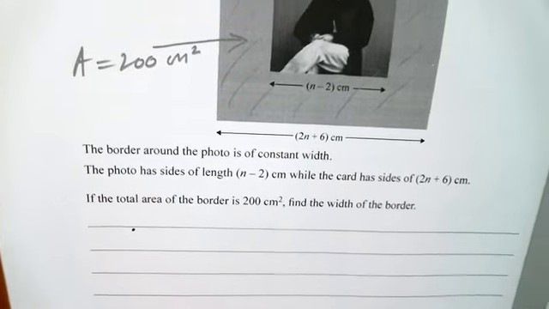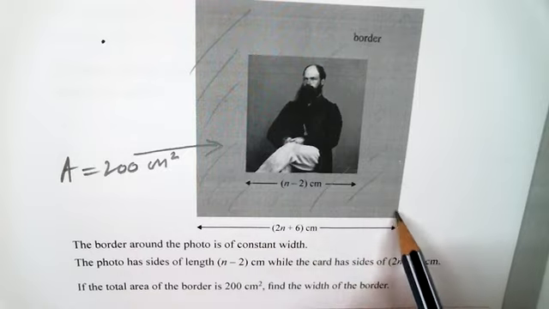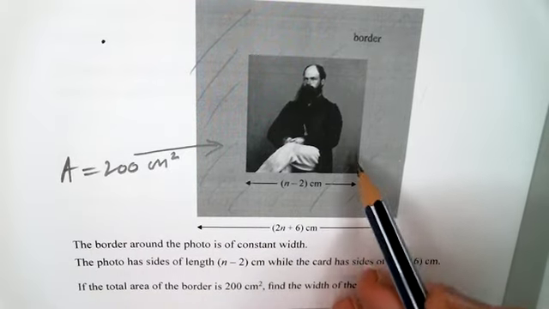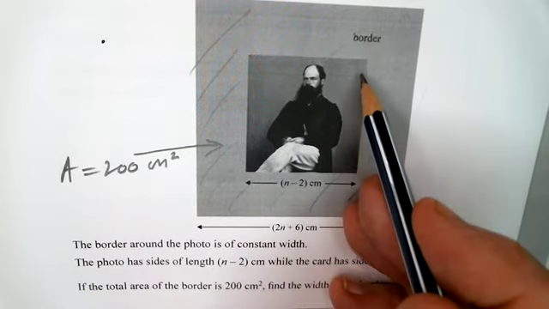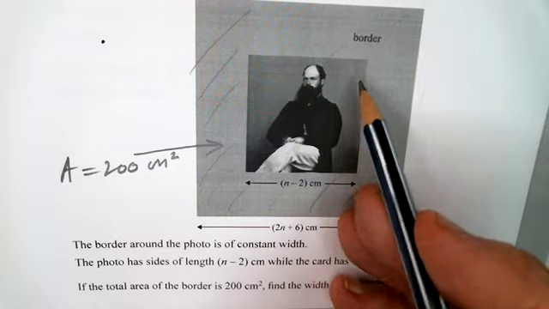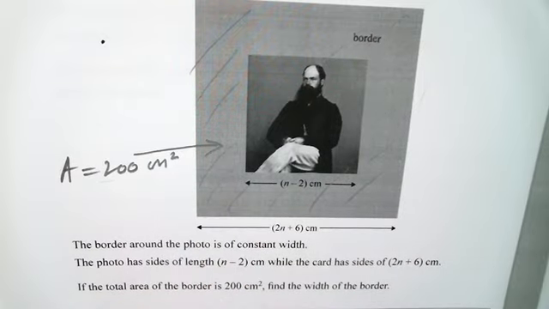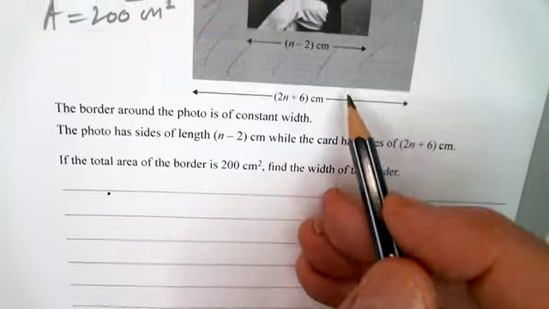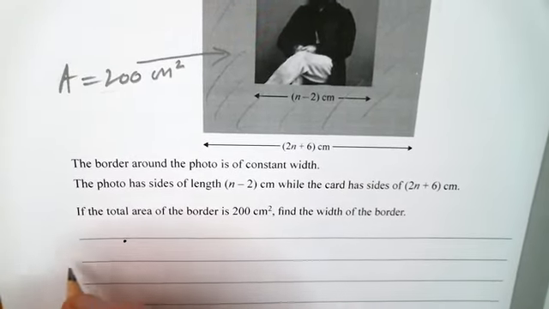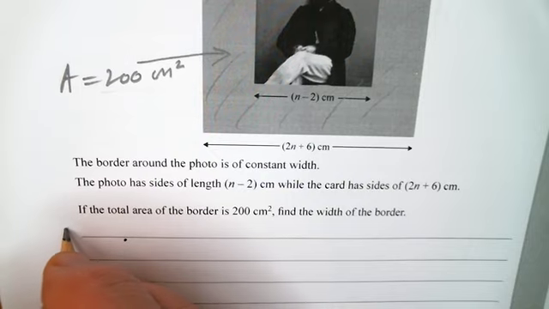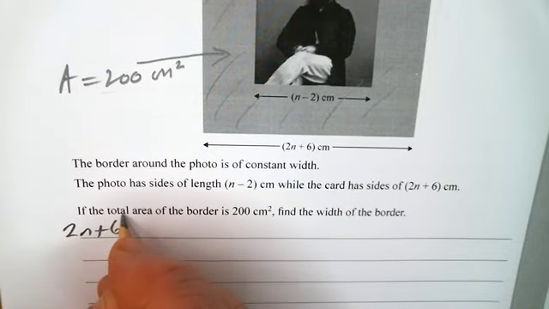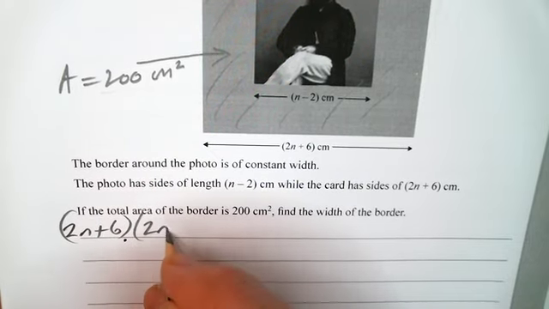So let's go ahead and do that. To find that, we're going to find the area of the whole thing, subtract the area of the small photo in the middle, make everything equal to 200, and then solve for n. So the area of the large border is going to be 2n plus 6, 2n plus 6.